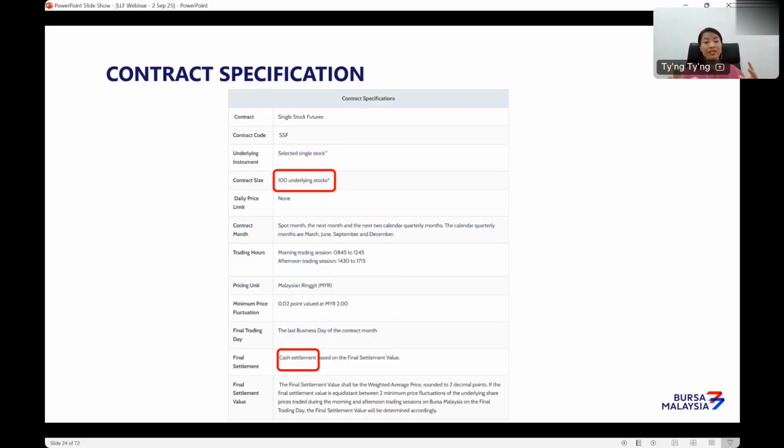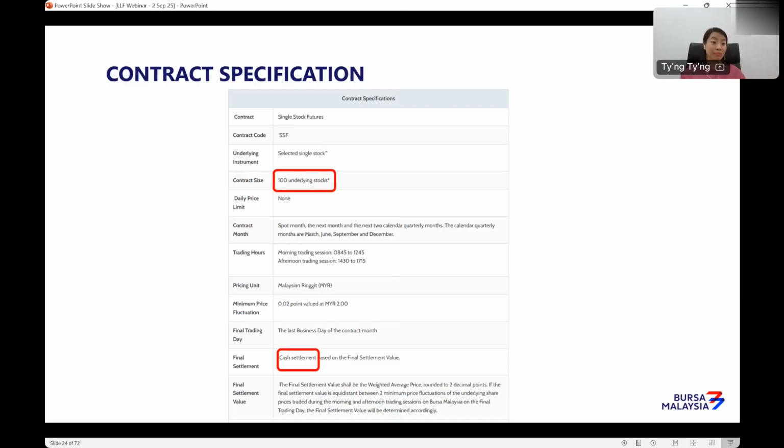Now, this is the contract specification for your single stock futures. Very short, am I correct? A few wordings only. The contract is single stock futures, and the contract code is SSF. Can you see the underlying instrument is the selected single stocks, and the contract size follows very closely your bought lots in stocks. For example, previously your bought lot for stocks was 1,000 shares, and right now it's only 100 shares. For these single stock futures, previously when they launched it, it also represented 1,000 shares. Right now, when they relaunched, it represents 100 shares. So this contract size is fixed, meaning every contract that you buy, you're buying 100 shares, already fixed.